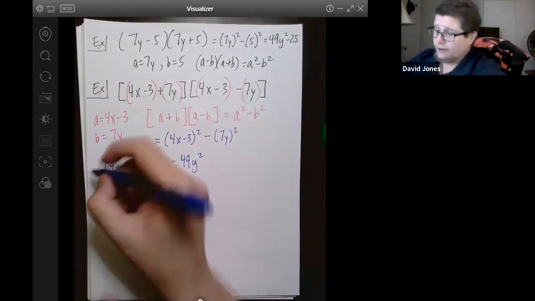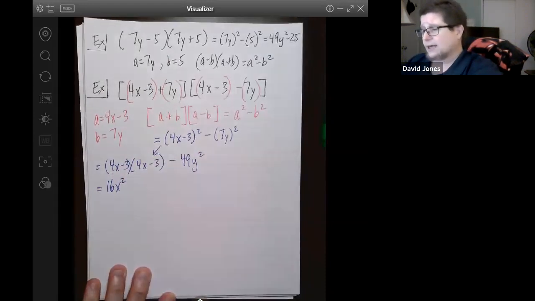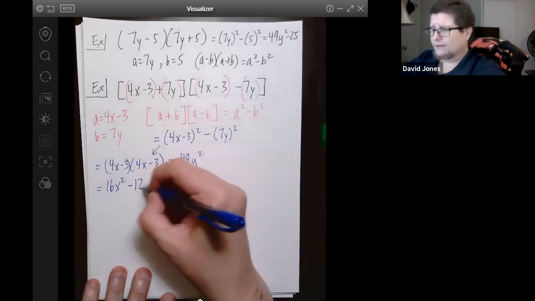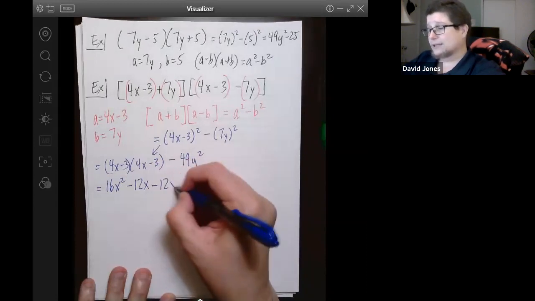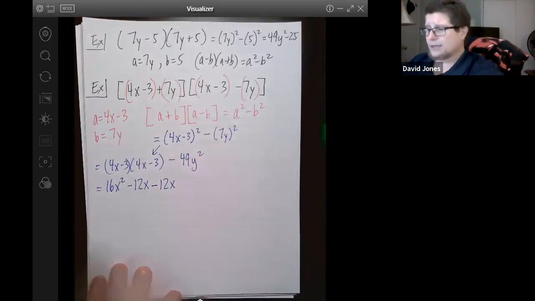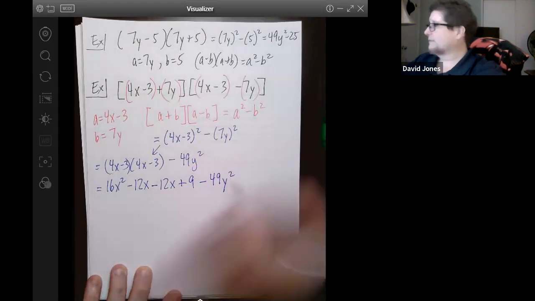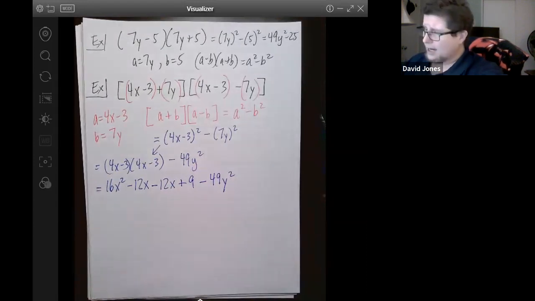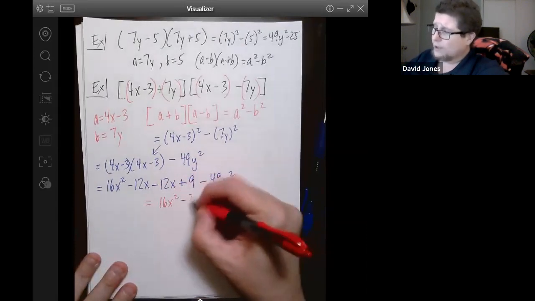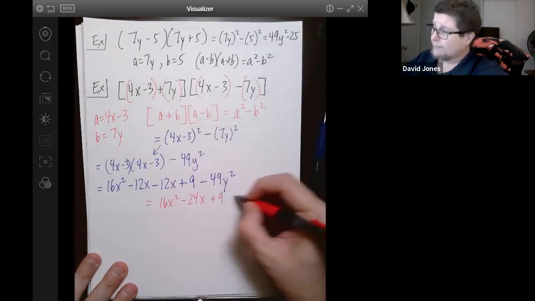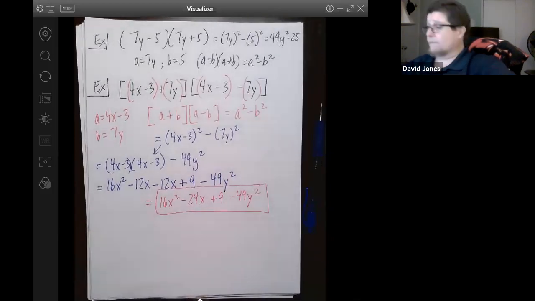If I distribute here, I've got 4x times 4x is 16x squared. And then 4x times negative 3 is negative 12x. I do the inner ones, that's another negative 12x. And negative 3 times negative 3 is positive 9. I still have my 49y squared negative. And if I combine like terms, 16x squared minus 24x plus 9 minus 49y squared. That's what they're looking for.